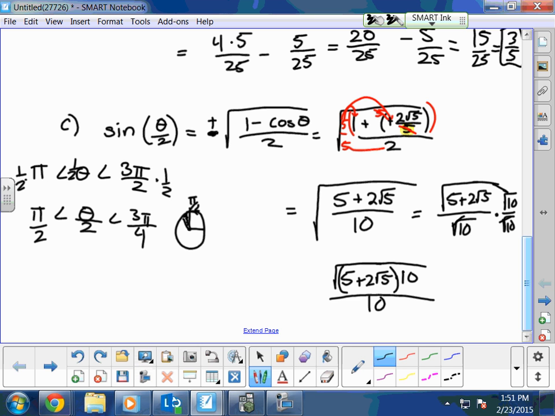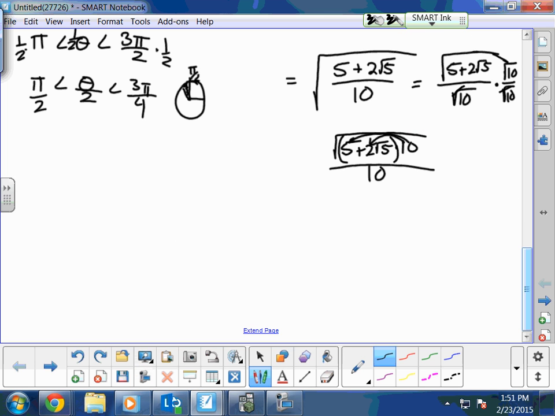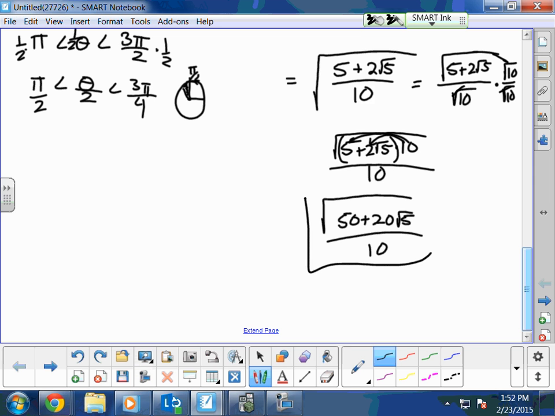Now the only thing that needs to be left is just to distribute this 10. And I'll get my final result as my answer. I'll get the square root of 50 plus 20 square root of 5 over 10. And this will be my answer for this question above.